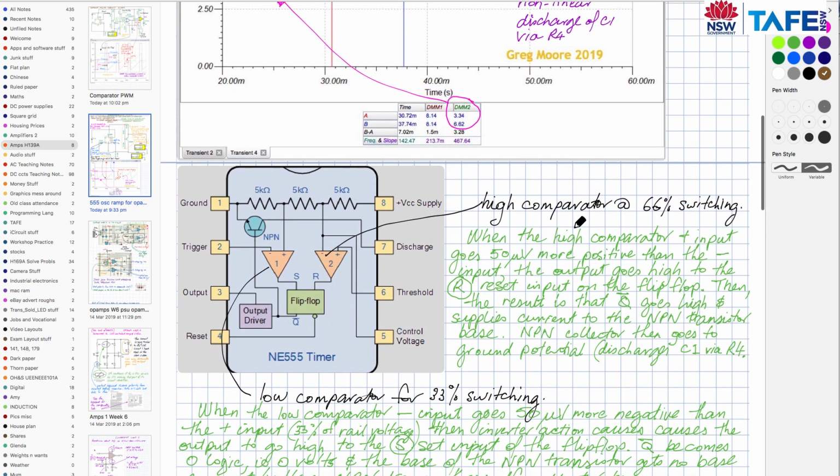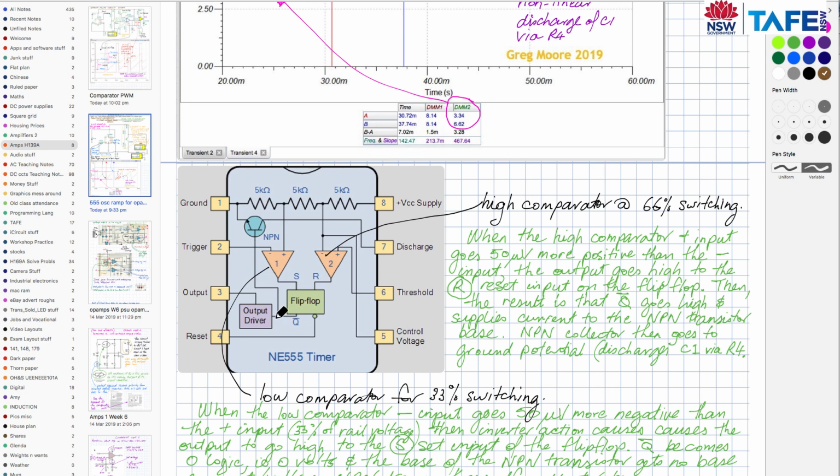This is the high comparator which causes the switching at 66%. When the high comparator positive input goes 50 microvolts more positive than the negative input, the output goes high to the reset input on the flip-flop. Here's my flip-flop built into the 555. Simple bit of logic happening here. And the reset goes high. If the reset goes high, then the not Q output will also go high.